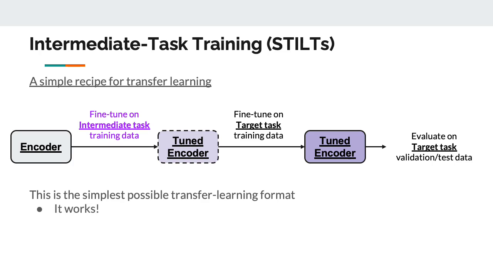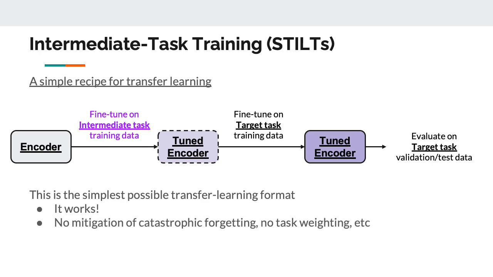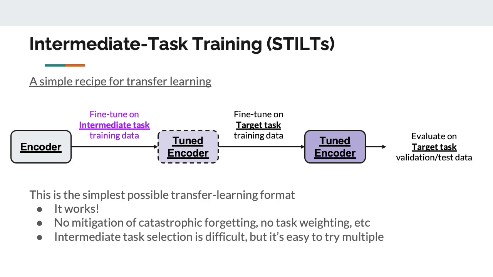And surprisingly, this works. We've found that this can improve performance in many cases, the most common example being the GLUE benchmark. It is now common practice to first fine-tune a given model on MNLI and then on RTE in order to improve RTE performance. Granted, this is a really simple method, so there's no mitigation of catastrophic forgetting, there's no task weighting, it's just fine-tuning twice. And moreover, intermediate task selection can be difficult. It's hard to predict what tasks will help or hurt performance, but it's also easy to just try multiple. You just fine-tune your encoder on different intermediate tasks and then on the target task to see if it helps or hurts.